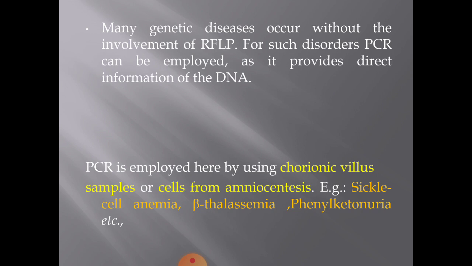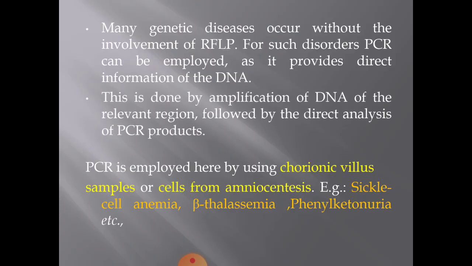And for your information, many genetic diseases occur without the involvement of RFLP. You may not see, right? So, if that is the case, what is the solution when RFLP cannot be employed? For such disorders, PCR can be employed as it provides direct information of the DNA. This is done by amplification of the DNA of the relevant region, which is followed by the direct analysis of the PCR products. Thus, in those cases where RFLP cannot be employed, you can readily go for PCR technique.